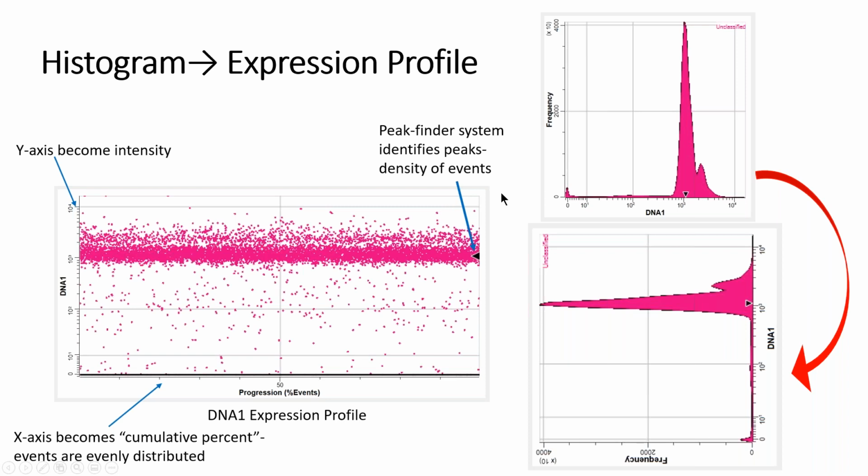To become an expression profile, we even out the events, so all events are distributed evenly over the expression profile. The x-axis becomes cumulative percent, which shows 0 to 100% of the events. The y-axis, again, is intensity. There is a peak finder system within the program that identifies the peaks based on the density of events. And you can see this little black triangle here on the right that shows you where that peak would be. This particular profile is called a constant profile.